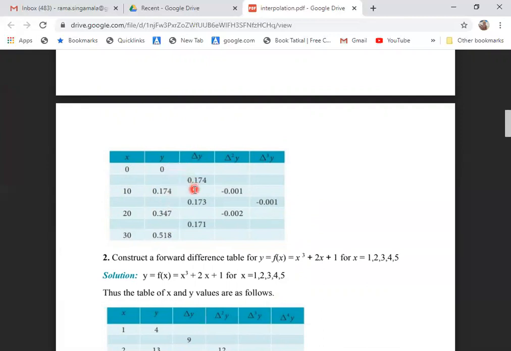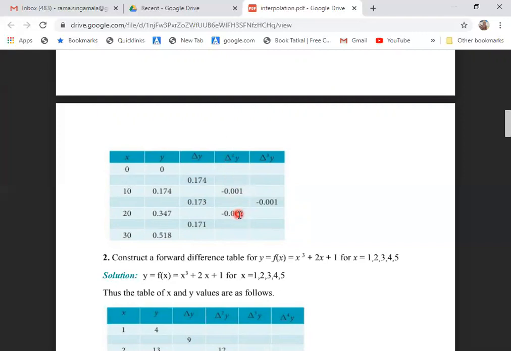0.174 minus 0, which is equals to 0.174, 0.347 minus 0.174, which is equals to 0.173, and 0.518 minus 0.347, which is 0.171. These are the first forward differences. Again, we can take the differences of these values. So, we follow pattern. Successive minus preceding. 0.173 minus 0.174. We are getting minus 0.001. And again, successive minus preceding. 0.171 minus 0.173, which is equals to minus 0.002.